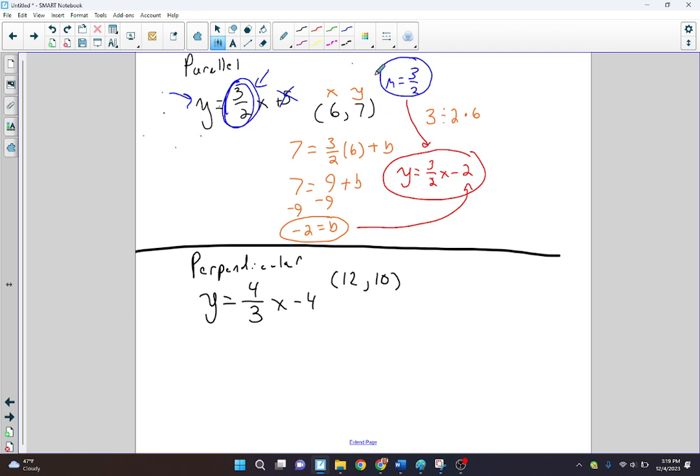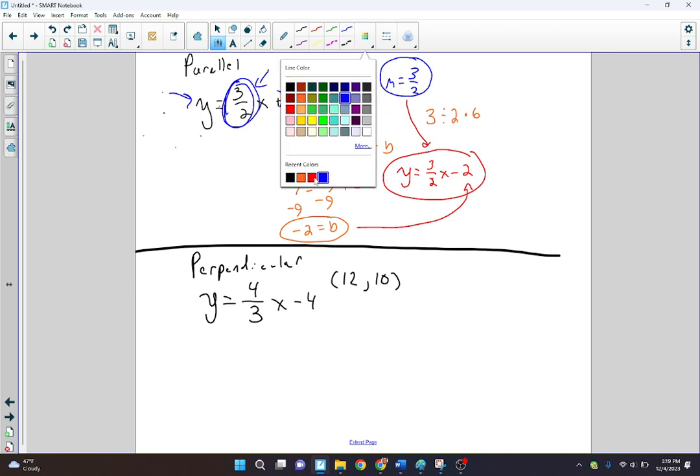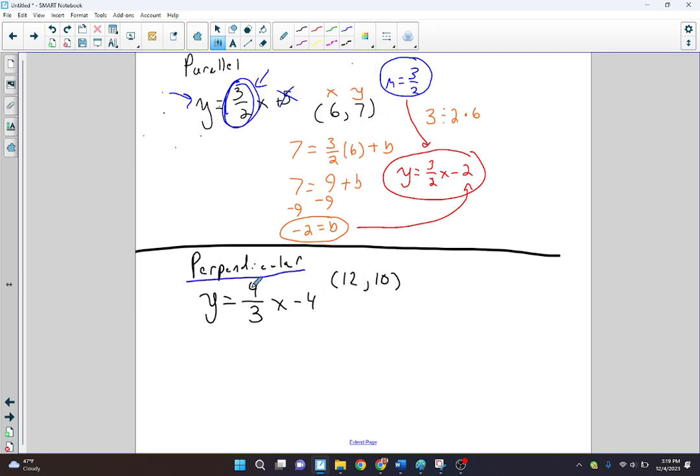In this one, we want the perpendicular slope. Now the perpendicular slope, I'm going to take this fraction right here, and I'm going to do two things to it. I'm going to switch the sign, and I'm going to flip the fraction. So if it was negative, it would become positive. In this case, you're going to change it from positive to negative, and you're going to flip the fraction.